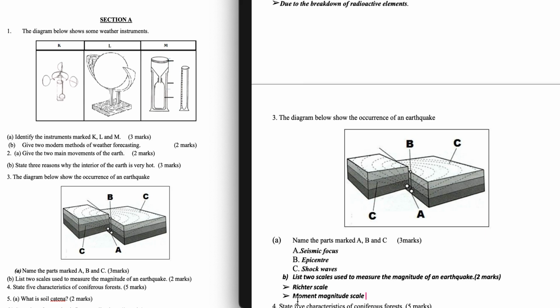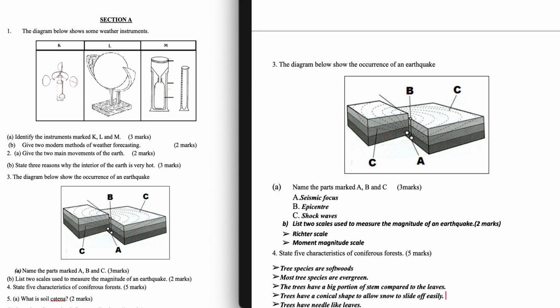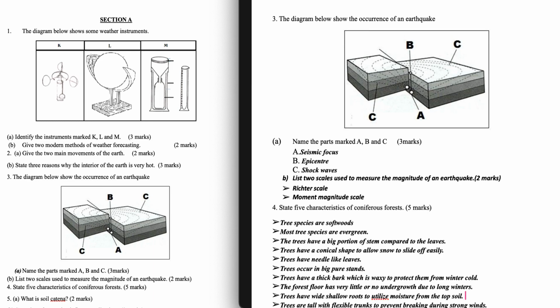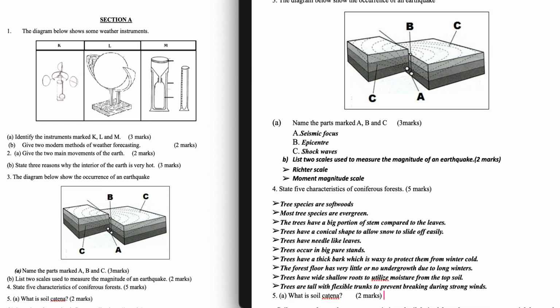Question 4. State 5 characteristics of coniferous forests. Tree species are softwoods. Most tree species are evergreen. The trees have a big portion of stem compared to the leaves. Trees have a conical shape to allow snow to slide off easily. Trees have needle-like leaves. Trees occur in big pure stands.